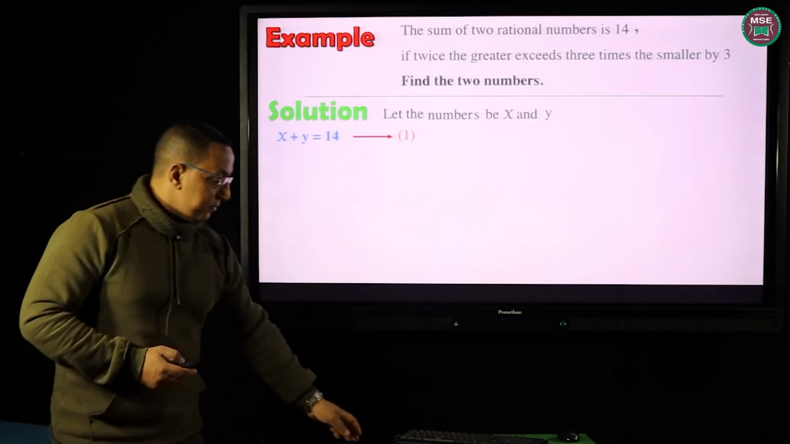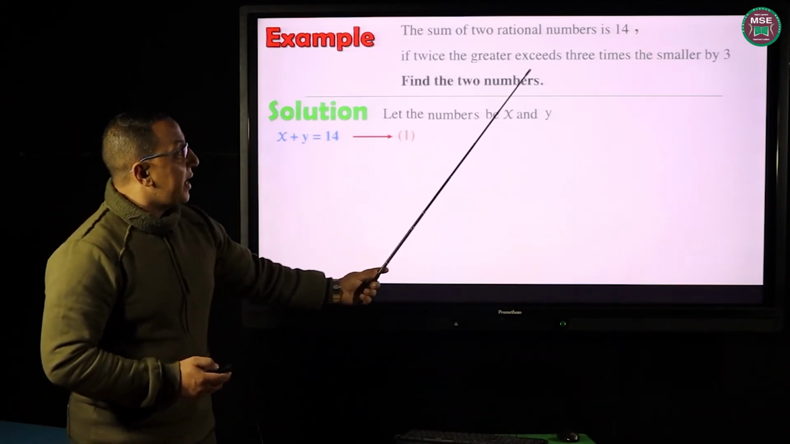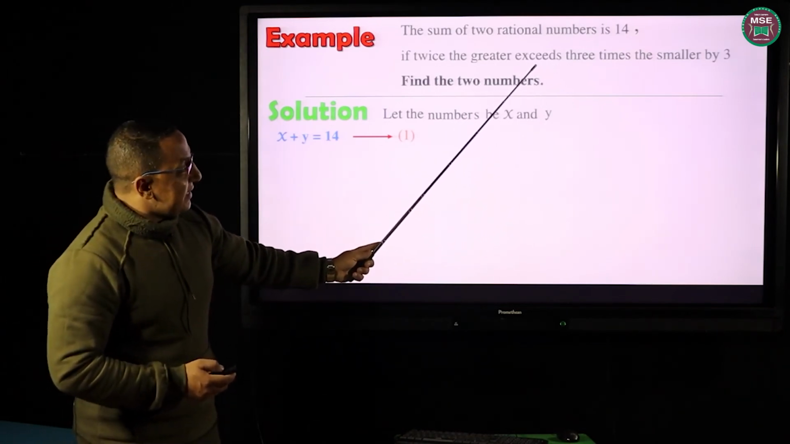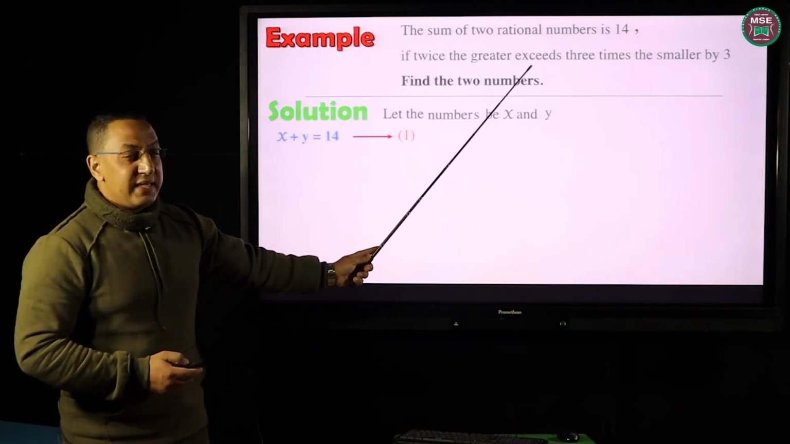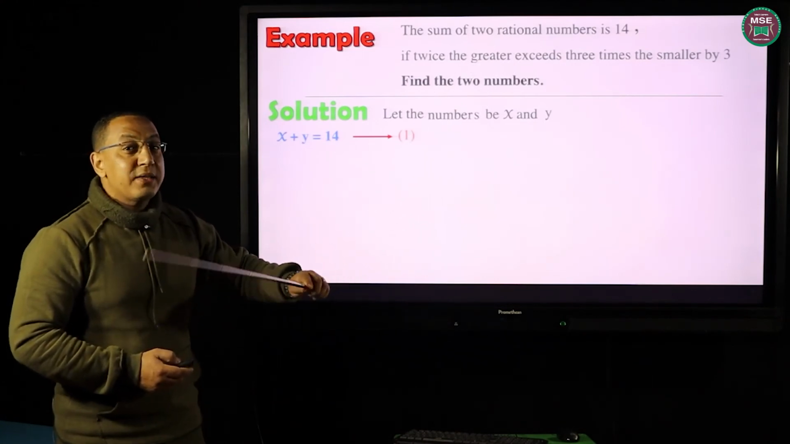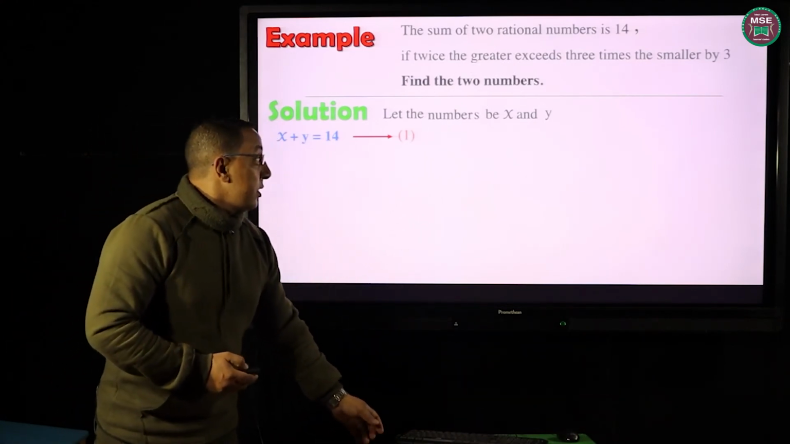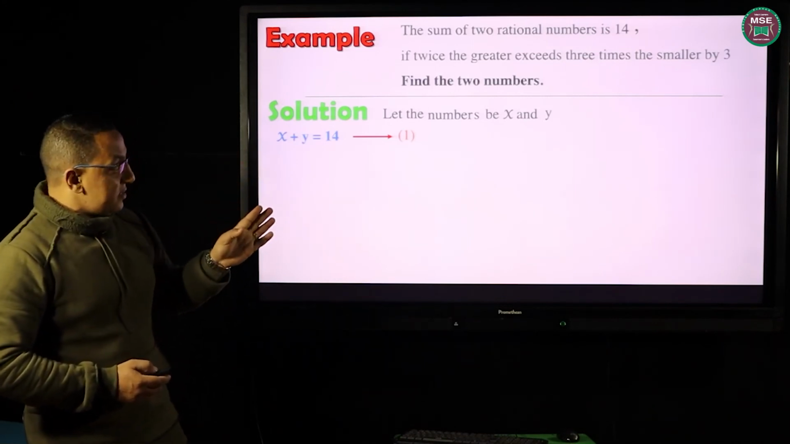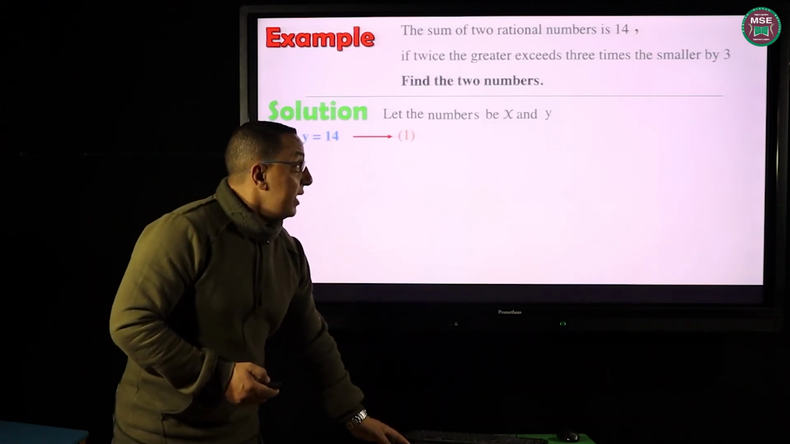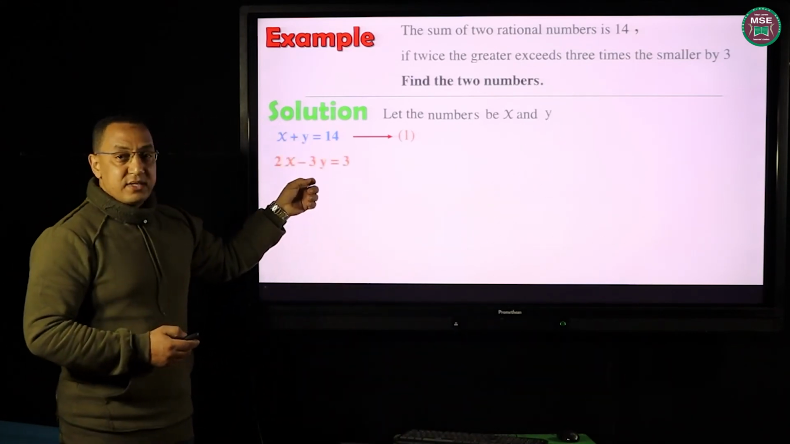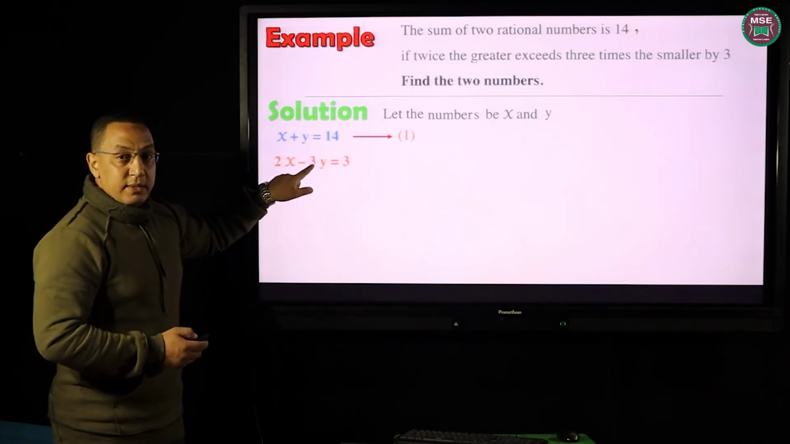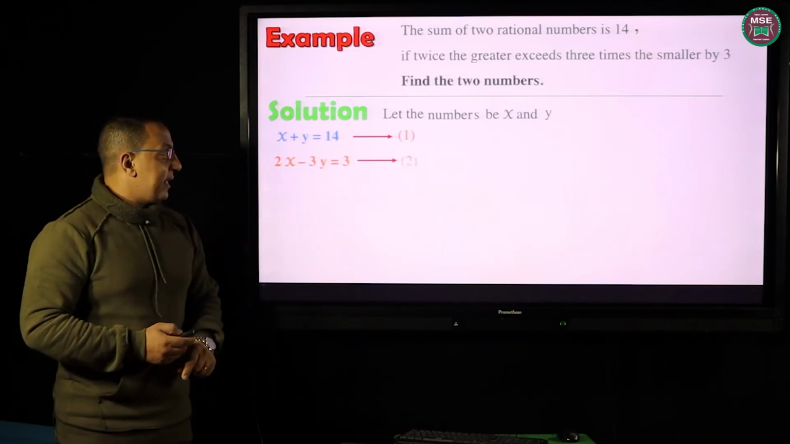The second equation: twice the greater, which is 2x. Exceed represents minus. Here exceed means more than. When I see a comparison, I'm going to write minus. So it will be 2x minus 3 times y equals 3. So it will be like this: 2x minus 3y equals 3. This is twice the greater. This is exceed. This is 3 times the smaller equals 3. This is the second equation.